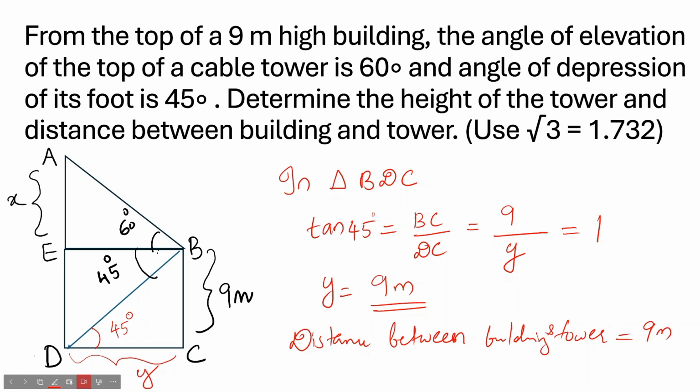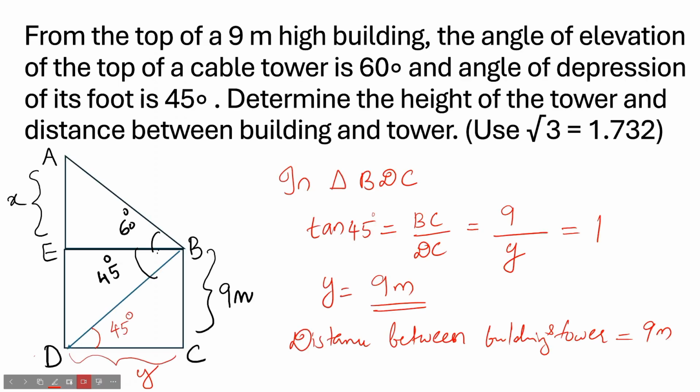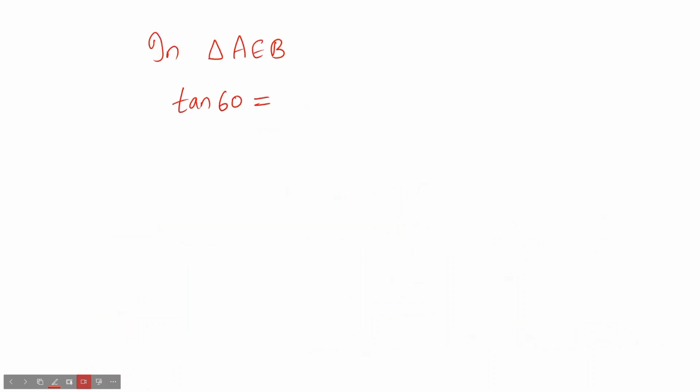And for the second question, we have to find the X. So this triangle will help us, triangle AEB. In triangle AEB, we should find tan 60. What is the value of tan 60? Root 3, right? And here you can write tan 60 is opposite side by adjacent side. The adjacent side is also 9 meter because it is opposite to DC, correct? Opposite side of DC, so that is 9 meter.